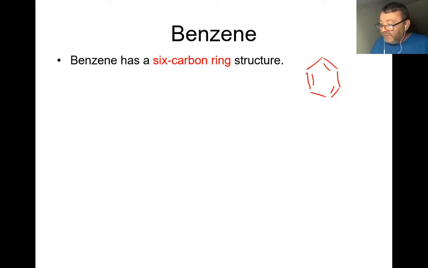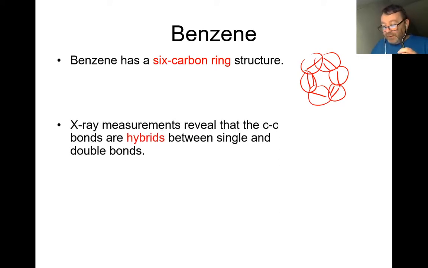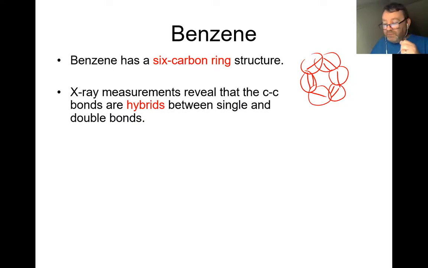So what they expected to see was short, long, short, long, short, and long. So even though it was a hexagon, they were expecting to see alternating lengths, which would distort the shape somewhat. When they took an X-ray of it, the crystals of benzene, they actually discovered that it wasn't a situation where they were short, long, but all of them were in between.